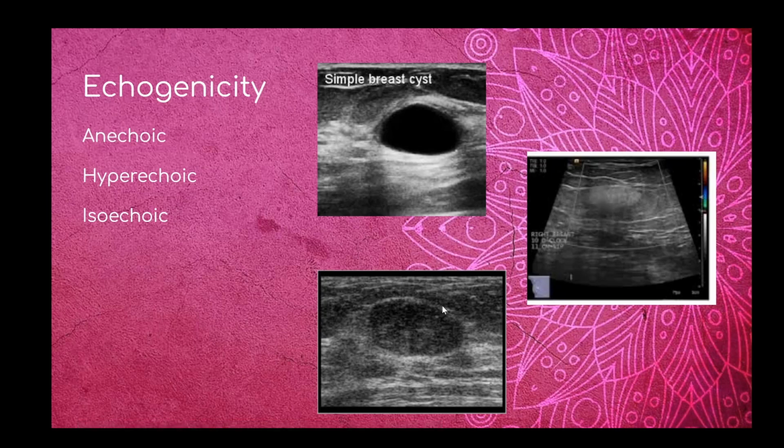The other thing, and you're going to see this in the next few slides, notice the shape. They're all oval. Notice their encapsulation, well encapsulated. These are all clearly benign structures.